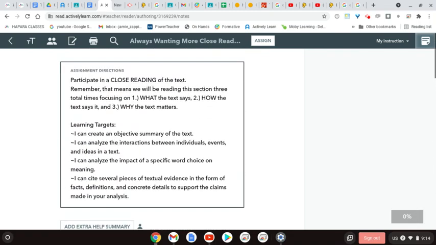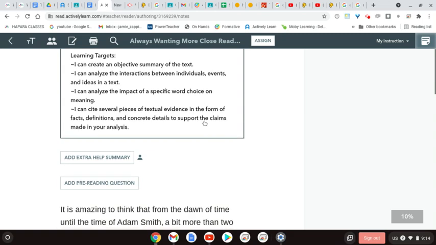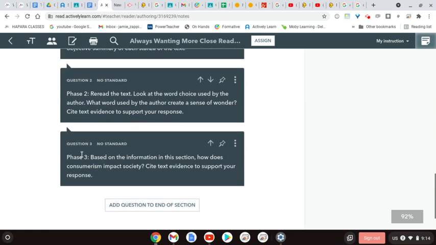In the third phase of reading, we're reading for why the text matters. As we read for why the text matters, we're going to be looking at phase 3, the interaction between 2 skills. I'm asking, based on the information in this section, how does consumerism impact society? So this is a little different.